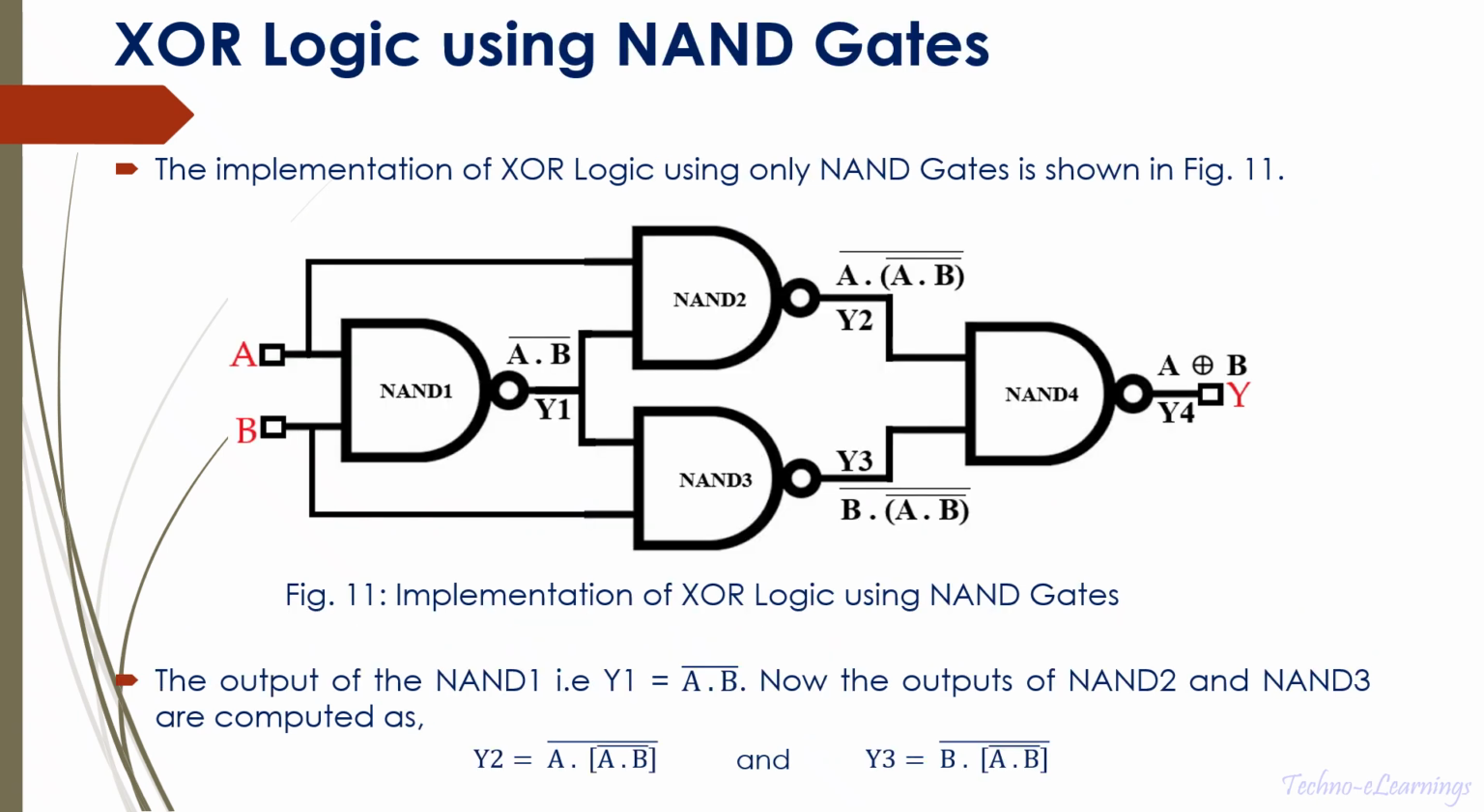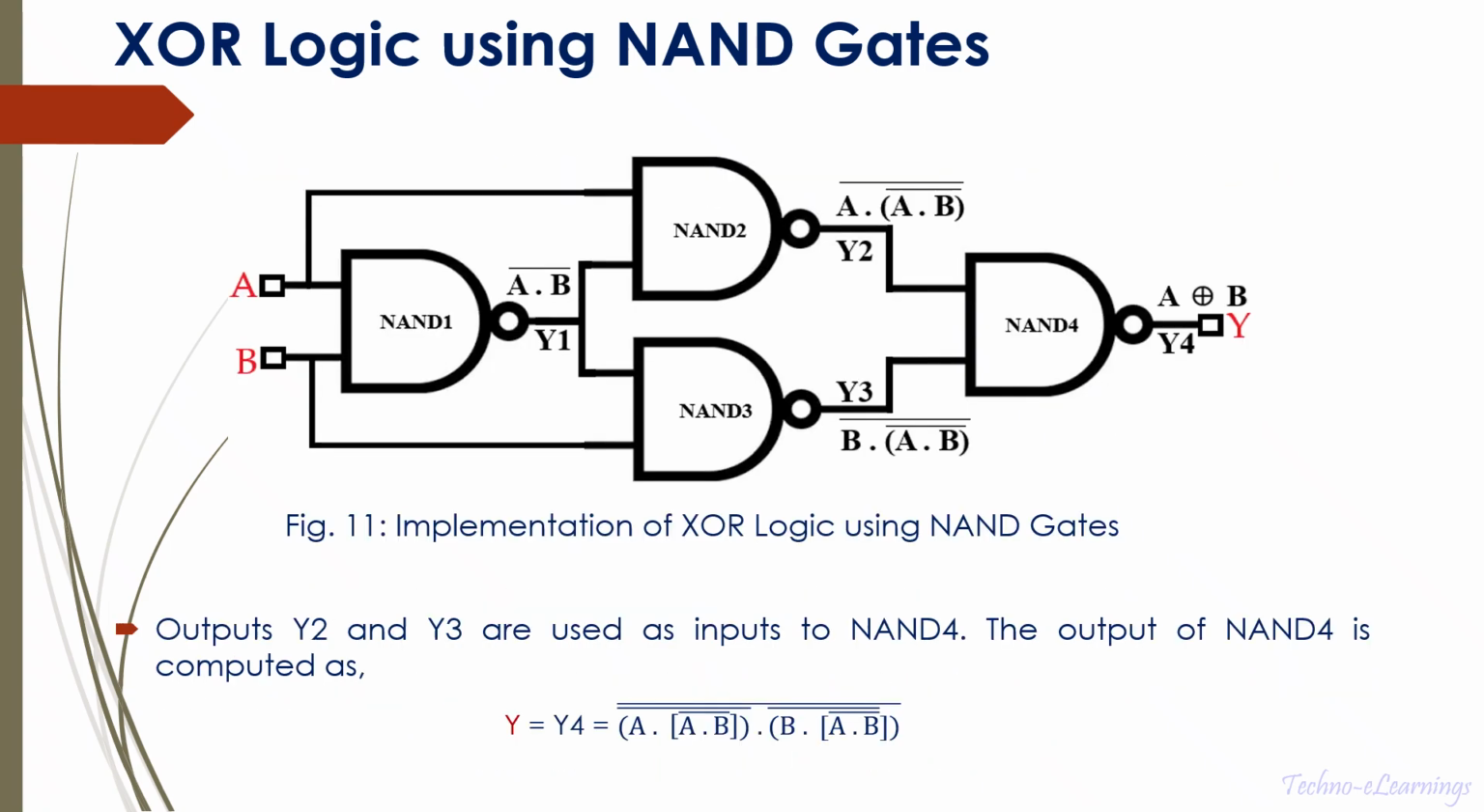XOR logic using NAND gates. The implementation of XOR logic using only NAND gates is shown in figure 11. The output of NAND 1, that is Y1, equals (A dot B) bar. Now the outputs of NAND 2 and NAND 3 are computed as Y2 equals (A dot (A dot B) bar) bar and Y3 equals (B dot (A dot B) bar) bar.